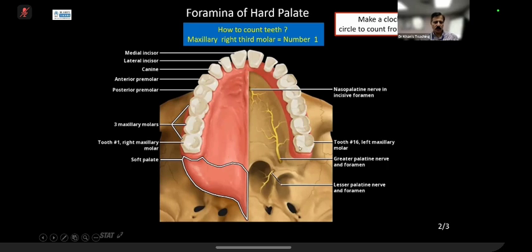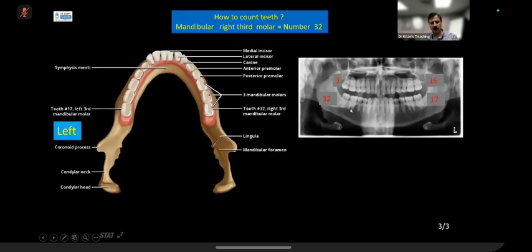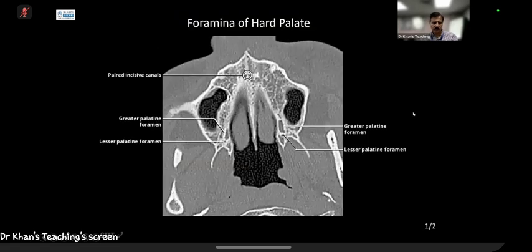So this will be 1. This will be 16. If you see here, this is the right side. So this will be 1, this will be 16, and then 17, 18, 19, go like this. So this is the current method to count the teeth. Having said that, nobody is stopping you just to describe. For example, if there is something happening here, you can say second molar on left side, mandibular molar on left side, it's fine.